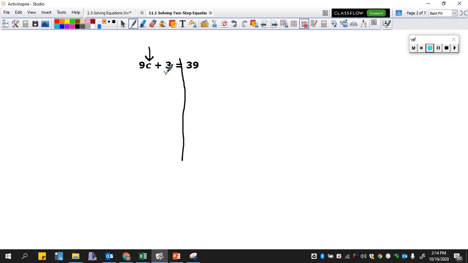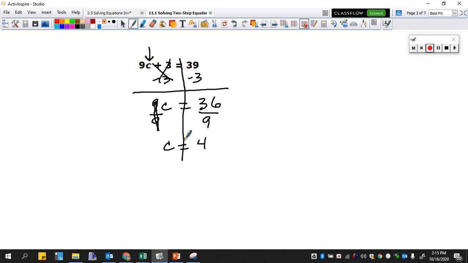We're going to use the inverse operation. The inverse of adding 3 is subtracting 3, and we're going to do it on both sides. When we do that, we simplify. 3 minus 3 cancels out. We're left with 9c is equal to 39 minus 3, which is 36. Now we're multiplying here, and the inverse of multiplying is dividing. So we're going to divide 36 divided by 9 and 9 divided by 9. 9 divided by 9 is 1, so 1c is just c. 36 divided by 9 is 4.